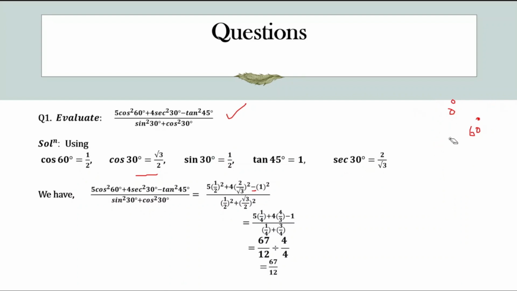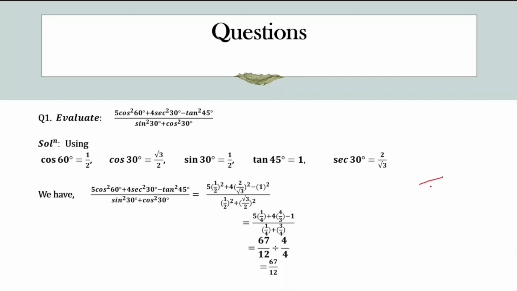Now we just need to solve it. So the next step is, as we know, 1 by 2 square is 1/4. So it's 5 times 1 by 4 plus 2 by root 3 whole square. 2 square is 4. Root 3 square is 3 itself. And 1 square is 1. Now 1 by 2 square is 1 by 4. Root 3 by 2 square is 3 by 4.